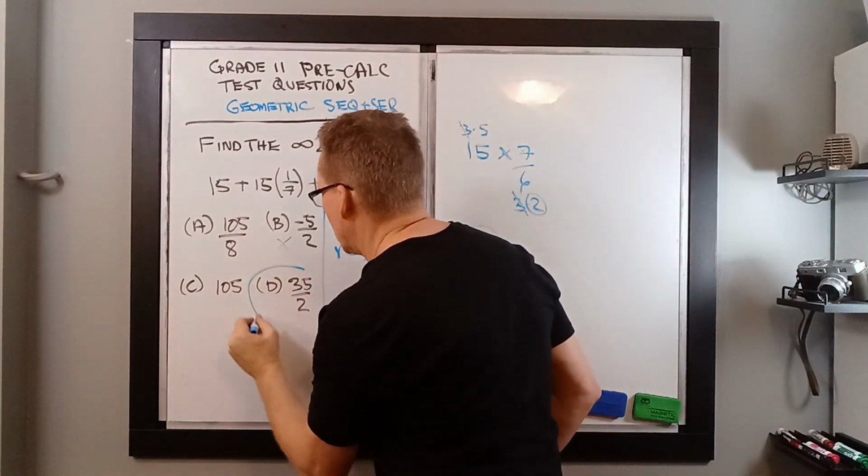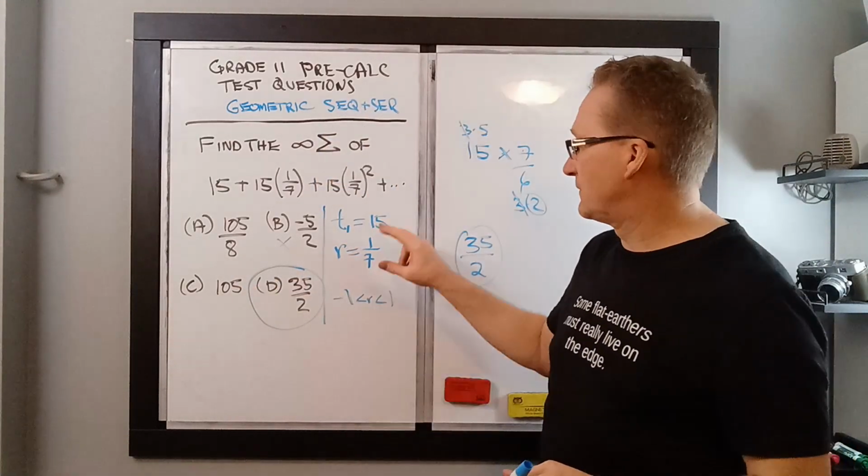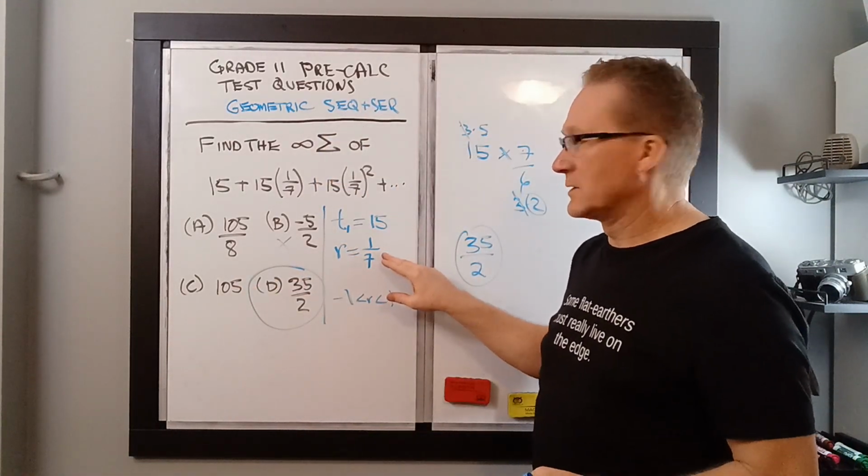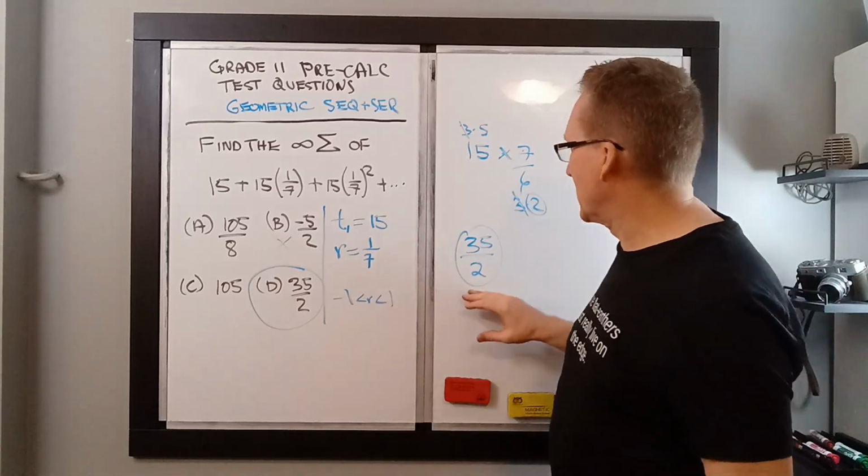Right over here. Here we have the infinite series with the first term being 15, the common ratio being 1/7, and it adds up to this.